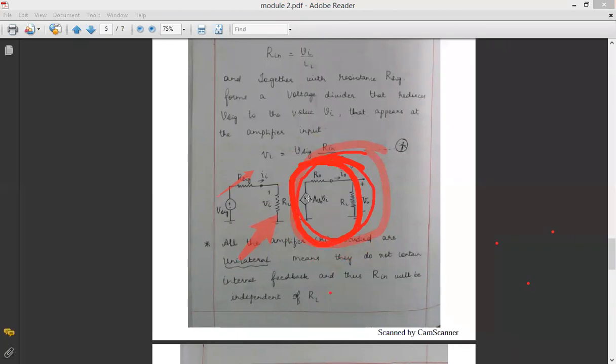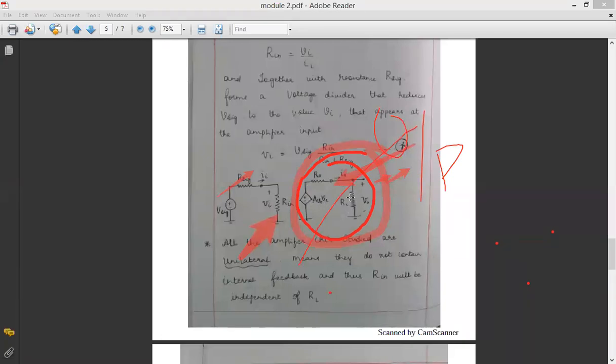Please look at the output part of the circuitry. Mark this output, put an arrow here and write output. This is the output part of the circuitry. If you look at the output part, this represents the voltage source and this represents the resistance R naught. And this represents the load resistor.